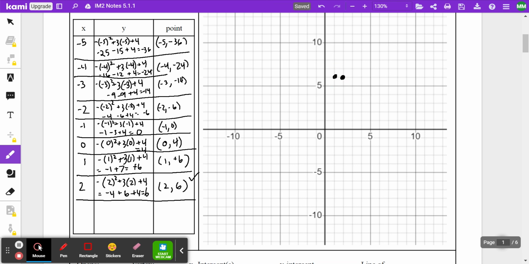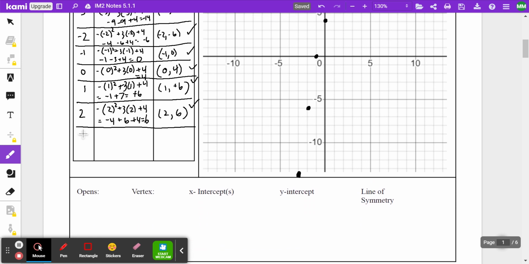And at 0, I'll be at 4. So I've got these two points. At negative 1, I'm at 0. This point. Negative 2, I'm at negative 6. This point. Negative 3, I'm at negative 14. That kind of fits here-ish. All right, and then, you know what? I can't quite see the shape of my graph, so I'm going to do a few more points.